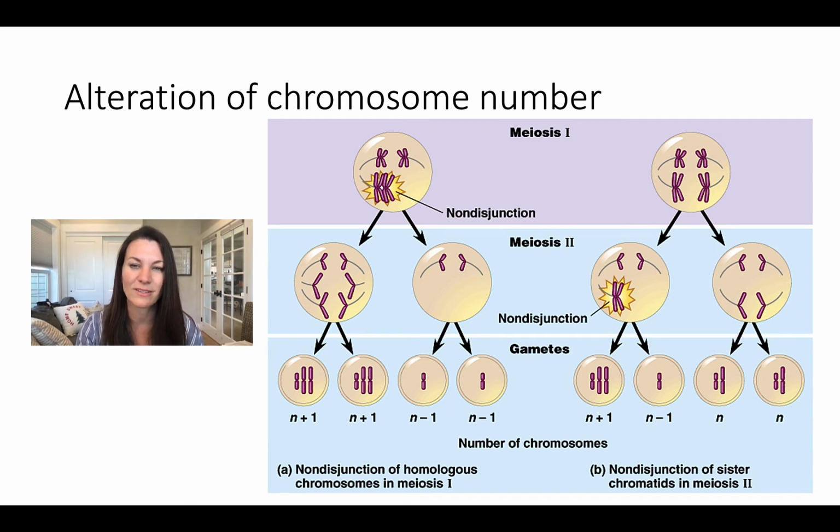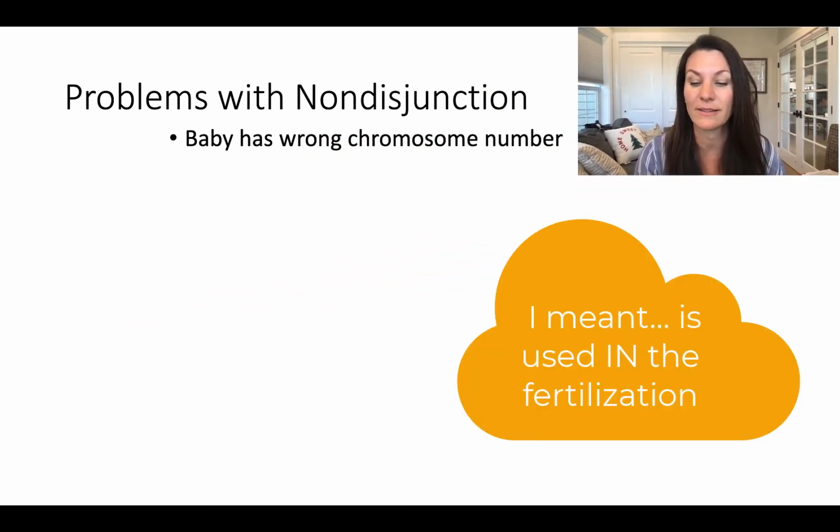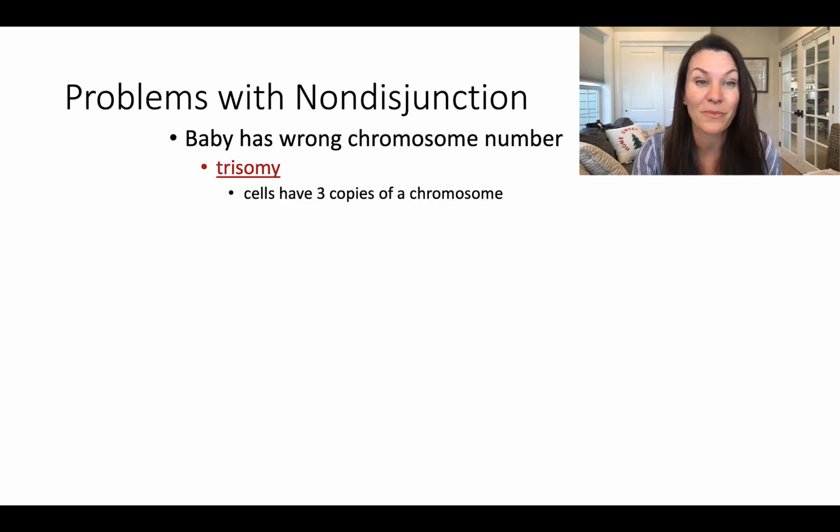And I feel like this is always an interesting question that could be asked on a test about when that non-disjunction occurs. So what's the issue with this? So what? We have extra chromosomes or we are missing chromosomes? Well, what occurs when a gamete that has too few or too many chromosomes is used to fertilize either an egg or a sperm, the baby is going to have the wrong chromosome number. And if they have an additional chromosome at any one given pair where they should have only 2, that is called a trisomy. So there's 3 copies of a chromosome instead of 2.